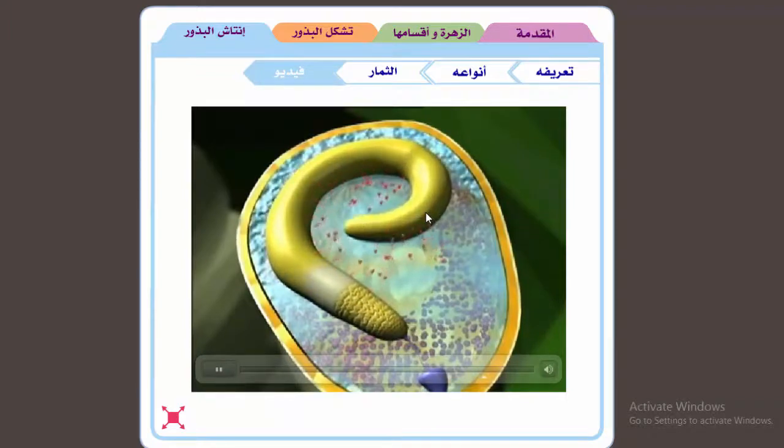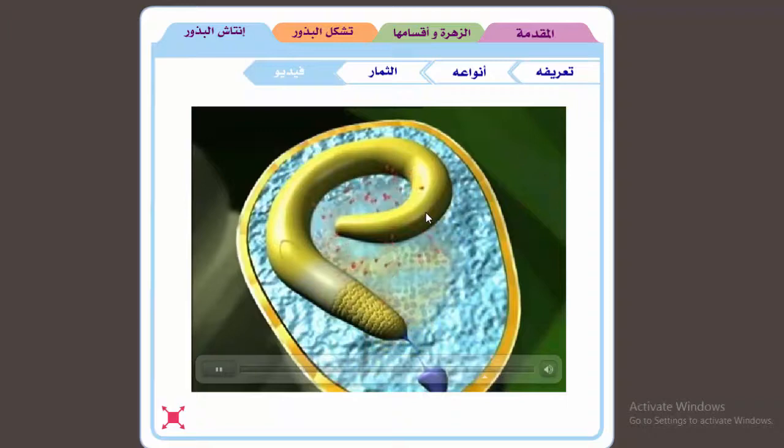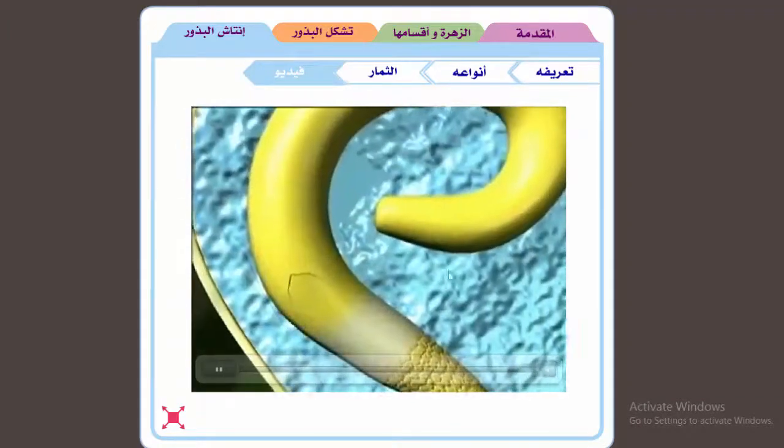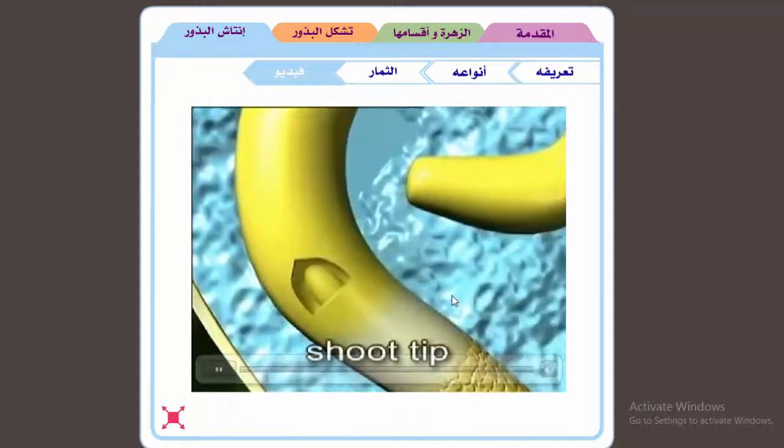During this time, walls slowly form within the endosperm tissue. A tiny shoot tip forms on one side of the embryo.